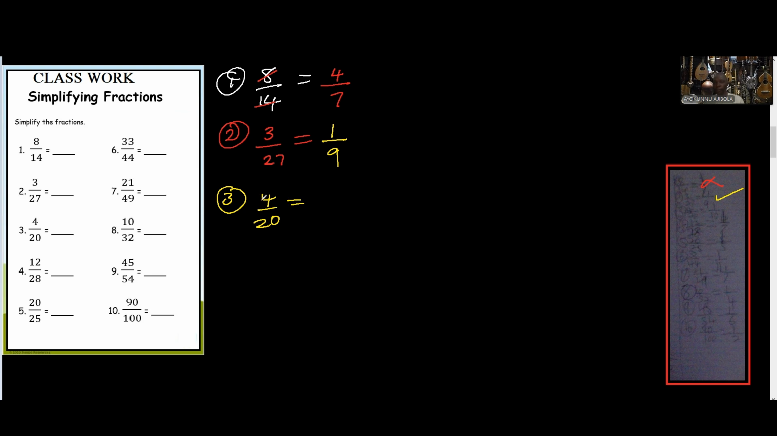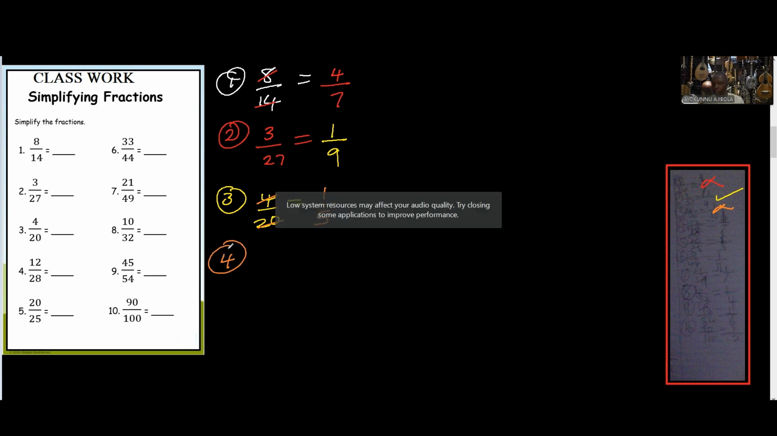4 in 4, that's 1. And 4 in 20, that's what? Wait, it's on the board. Sorry, 4 in 20 is 5. So I wonder why you wrote 1 over 10 here.